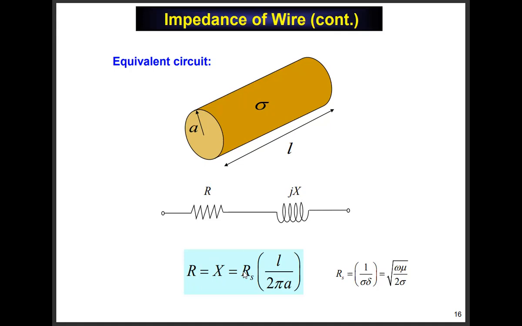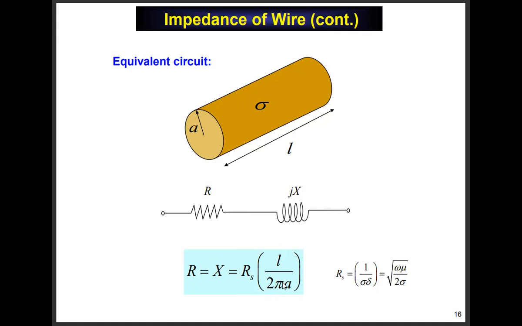the metal. Now remember, surface resistance has nothing to do with dimensions. It's just a property of the metal and the frequency. But then a geometry factor, which is the important thing, length over circumference. So that's the takeaway message. The resistance, which is also equal to the reactance, is the surface resistance times length over circumference.